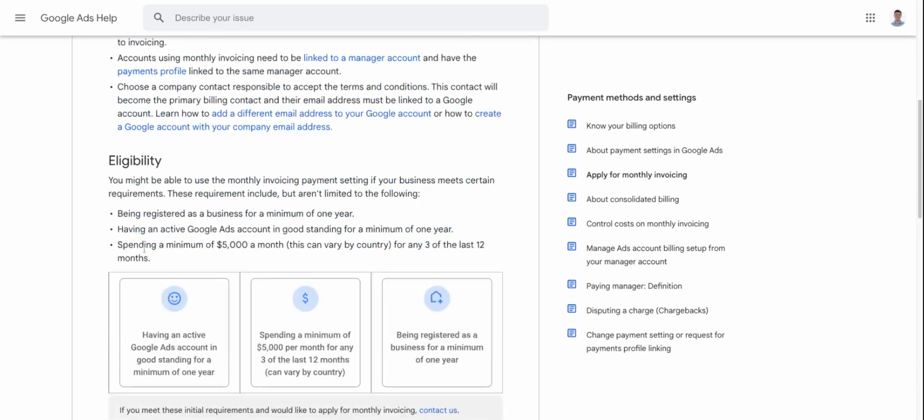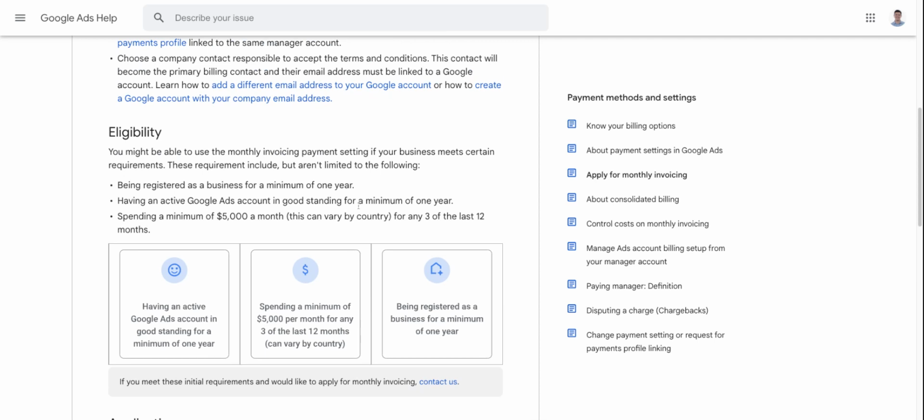Google does tell you the eligibility requirements here. So you can see there are really three key eligibility requirements. One is you have to be a registered business for a minimum of a year. Two is you have to have an active Google Ads account in good standing for a minimum of 1 year. So basically you have to have had your legal business entity running for at least a year.